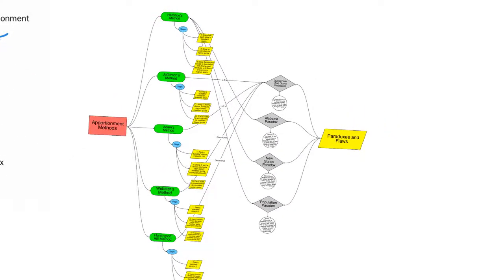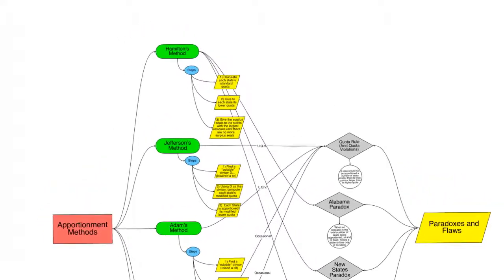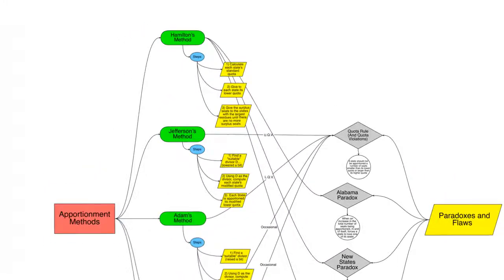And let's look at this flowchart. It's a different flowchart. All right, so what do we have here? We have Hamilton's method right here. So the steps involved are as follows. You calculate each state's standard quota, you give to each state its lower quota, and then you give the surplus seats to the states with the largest residues until there are no more surplus seats.